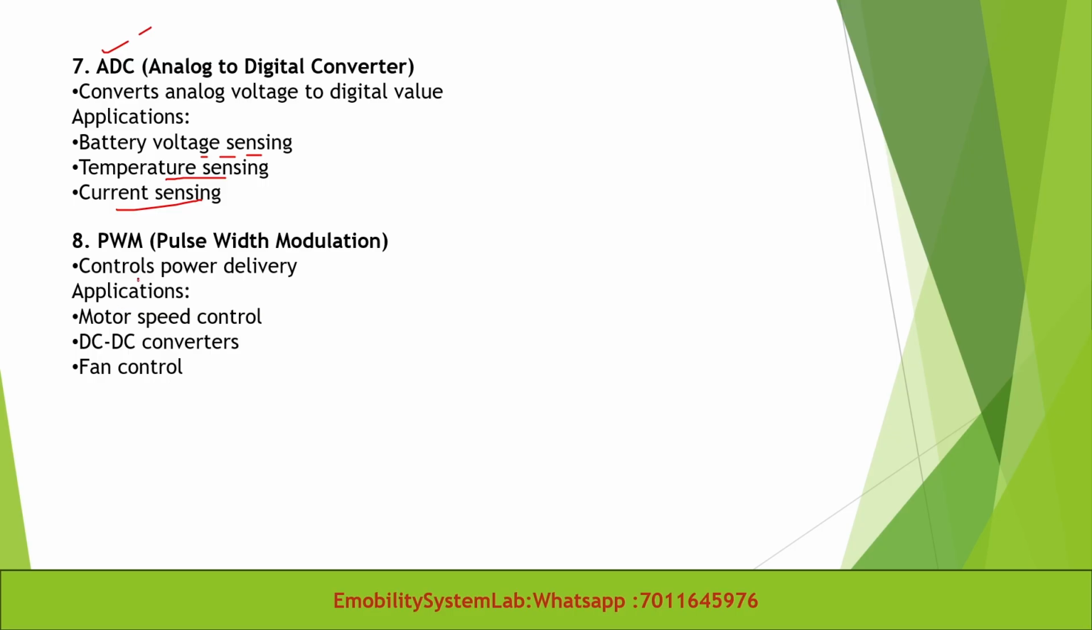And we have gone through the pulse modulations, PWM signals. What is pulse width modulation? It controls the power delivery, and its application is motor speed control and fan control.